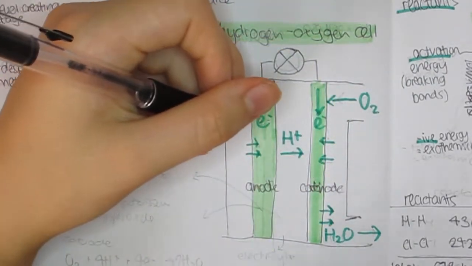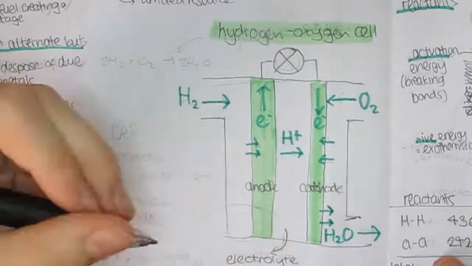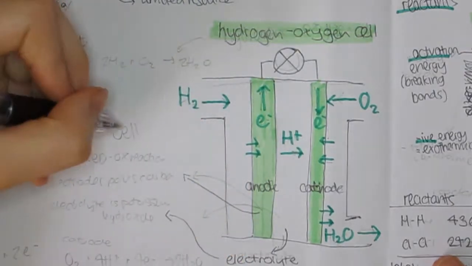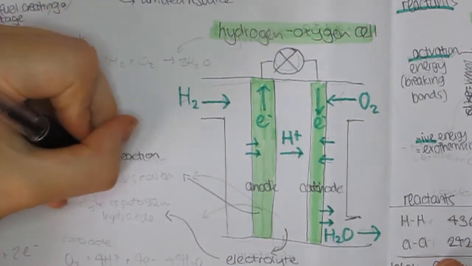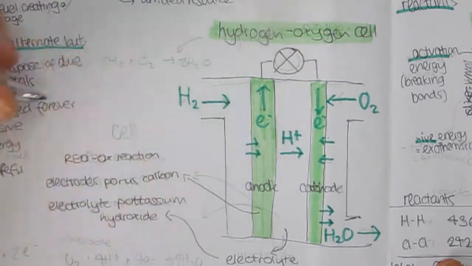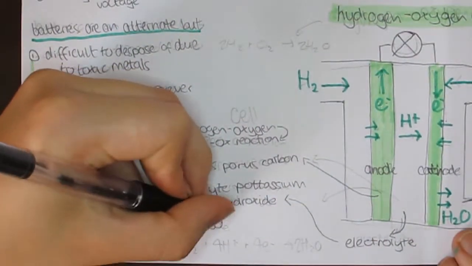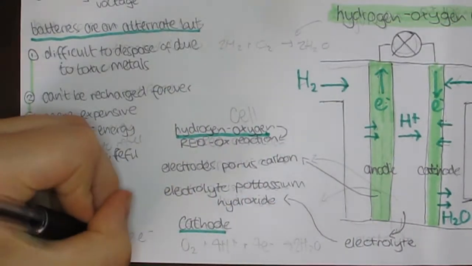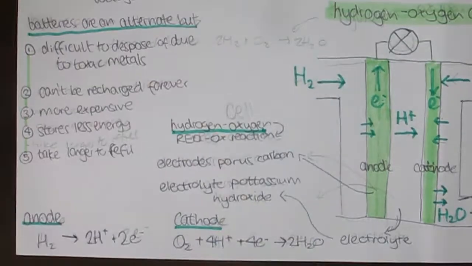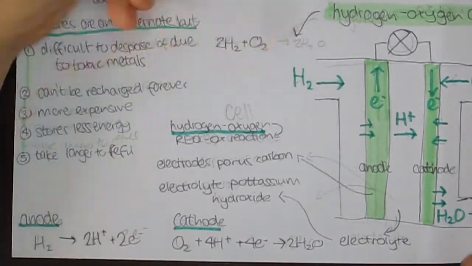The H+ ions move to the cathode where they react with oxygen and electrons to make water: O2 plus 4H+ plus 4e- makes 2H2O. The flow of electrons creates an electric current, and the overall reaction is hydrogen plus oxygen makes water.